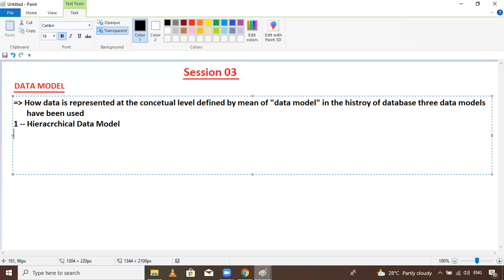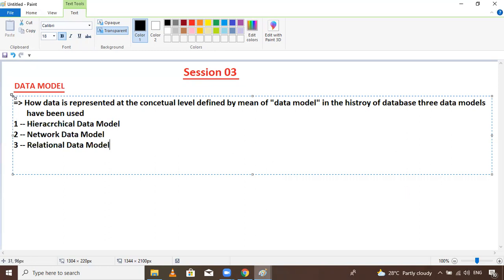And the next one, very important in the olden days, is the network data model. The third one is the relational data model. So these three models we use in the database.